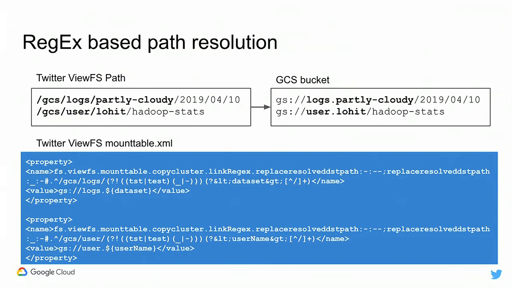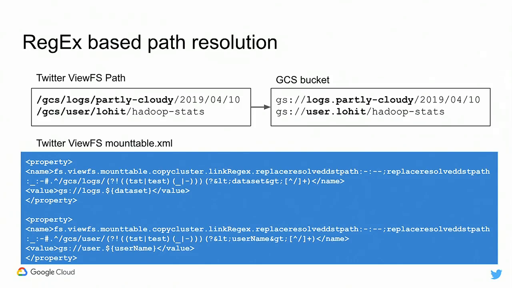As I said, the Twitter view file system is basically a client-side mount table. If you have two namespaces, you would have two entries saying that anything which starts with a prefix goes to the first entry, if not, the second.